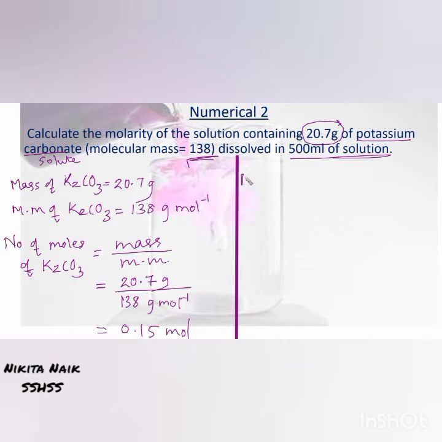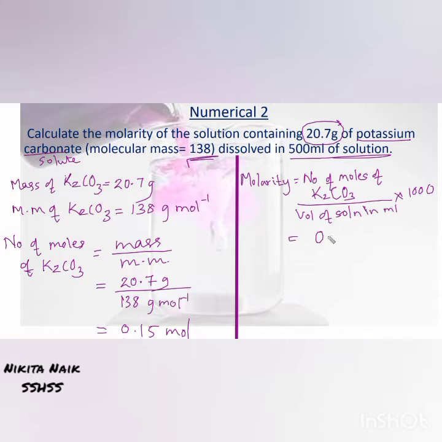Thus, we can calculate molarity, which will be equal to number of moles of K2CO3 upon volume of solution in ml into 1000. Now number of moles of K2CO3 is 0.15 mole upon volume is 500 into 1000. The answer of this is 0.3 mole per liter, or we can write it as 0.3 molar.